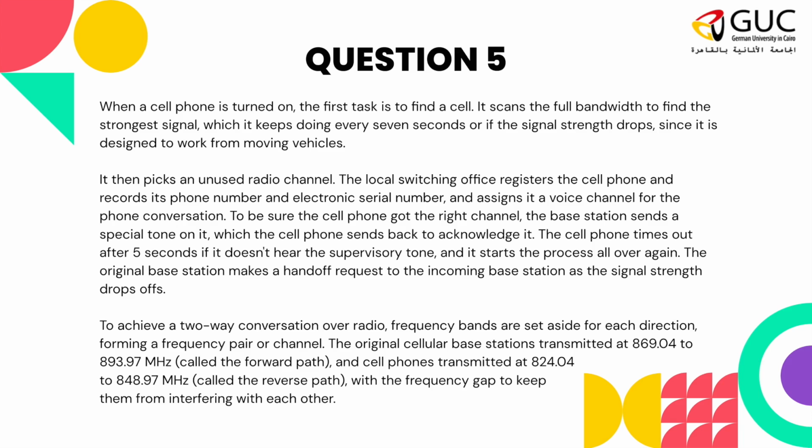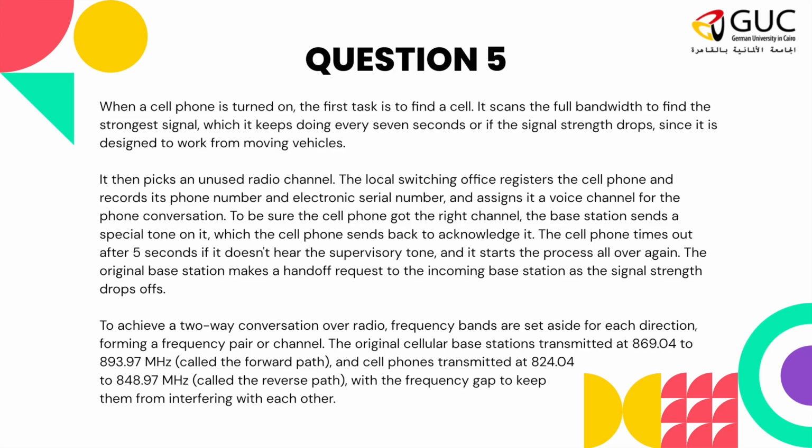It then picks an unused radio channel. So actually, when it connects to your tower or to the cell, it will try to find an unused radio channel, and this will be dedicated for your communications, exclusively for you. The local switching office registers the cell phone and records its phone number and the electronic serial number and assigns it a voice channel for the phone conversation.